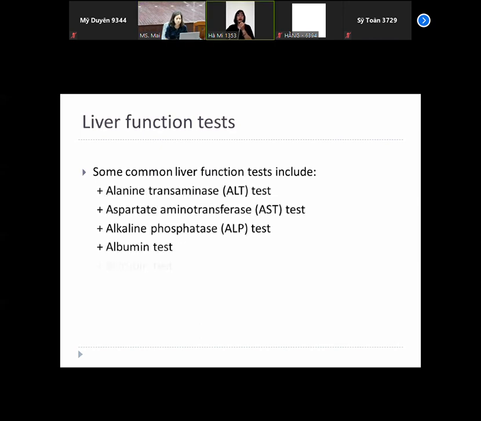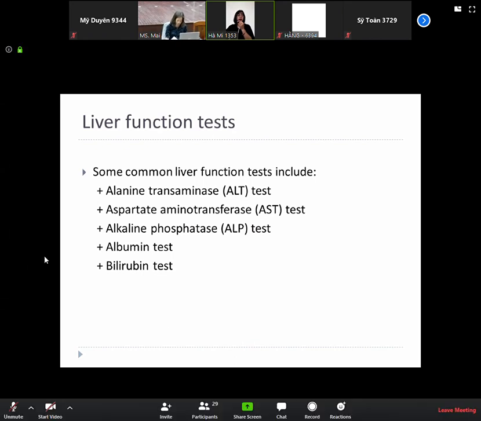Some common liver function tests include alanine transaminase, or ALT, aspartate transaminase, AST, alkaline phosphatase, ALP, albumin, and total protein, bilirubin, and gamma-glutamyl transferase.